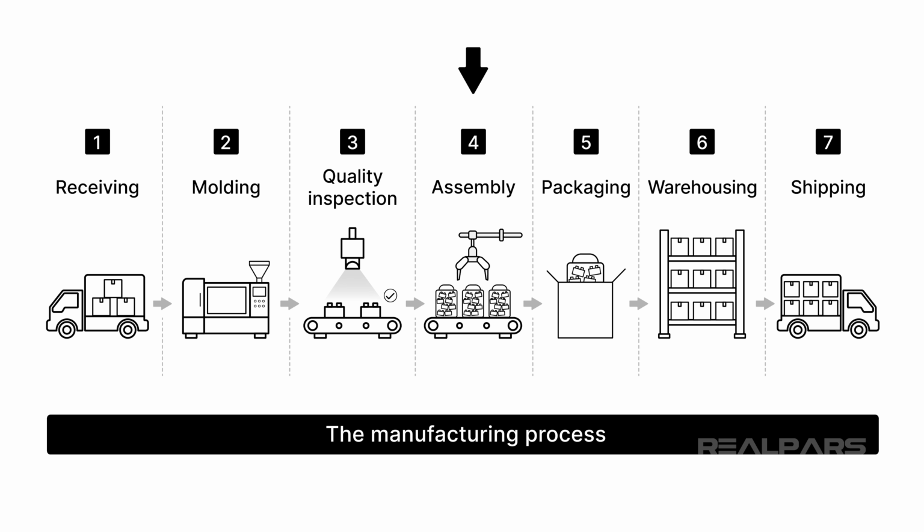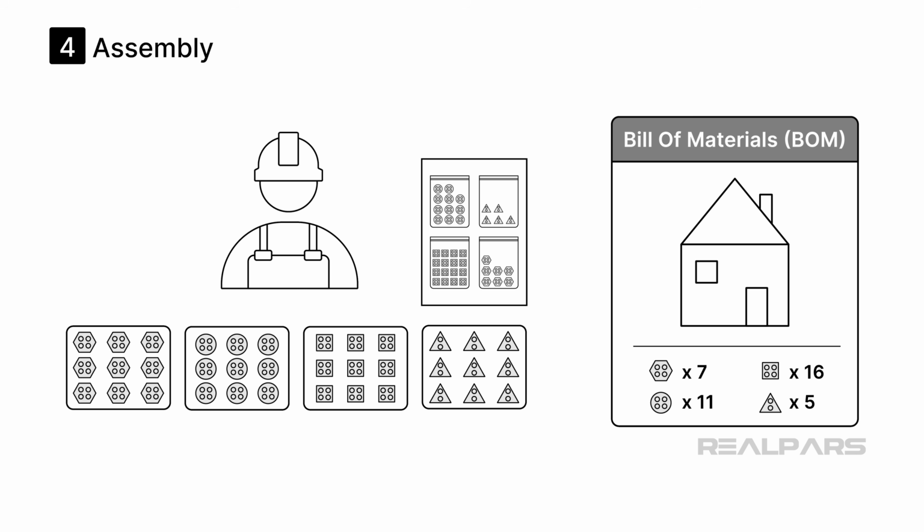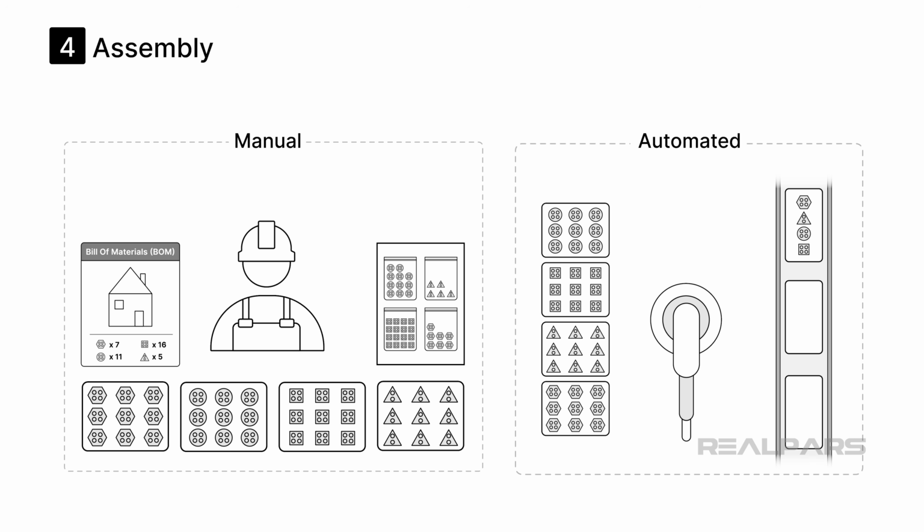In the assembly area, components are combined into finished kits. The exact combination of parts that goes into each kit is defined by a bill of materials, or BOM. The BOM is essentially the recipe for that product that lists every component and quantity that has to be added to the kit. Assembly can be manual or automated.